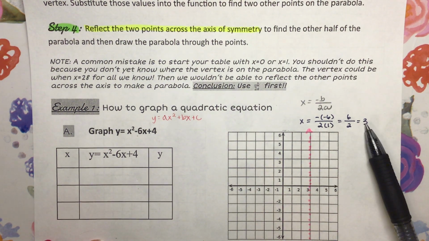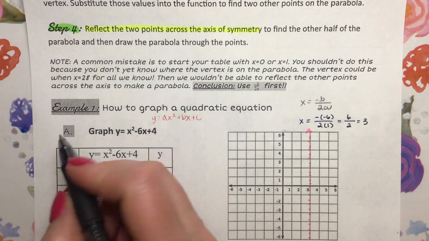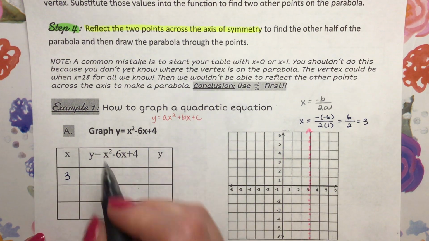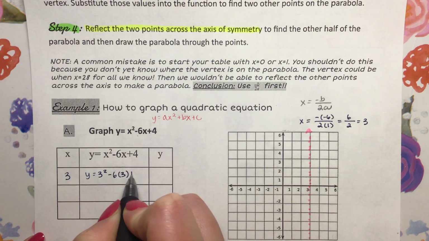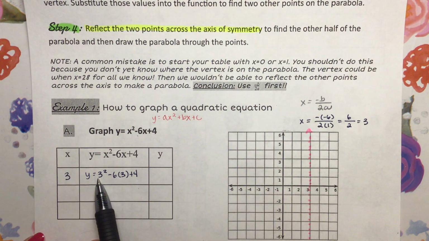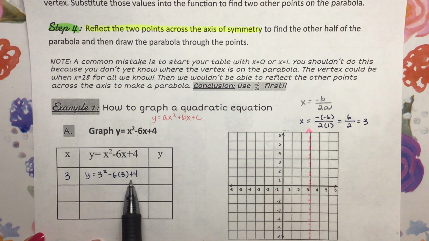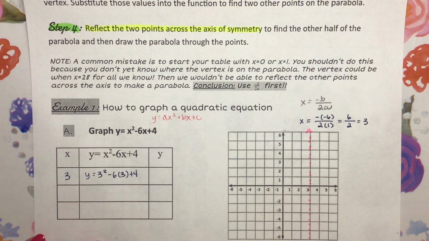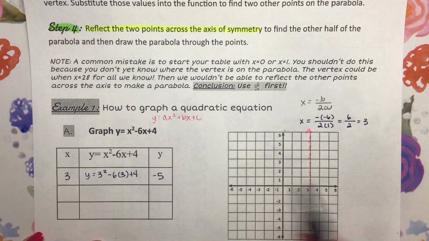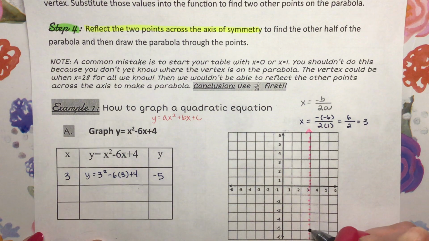So I'm going to take this x equals 3 and stick it back into my formula, and put that in my table. Now I have y is equal to 3 squared minus 6 times 3 plus 4. This is 9 minus 18, which is negative 9, plus 4, which should be negative 5, but I will check that just in case. Yes, that's correct. So my vertex is at 3, negative 5, and I'm going to put that on here.